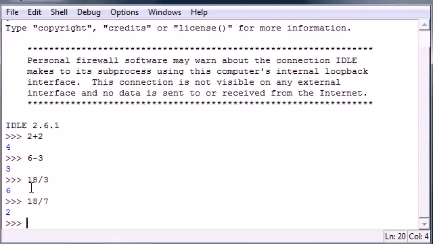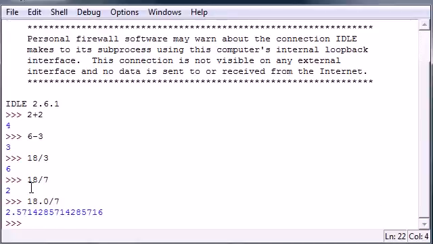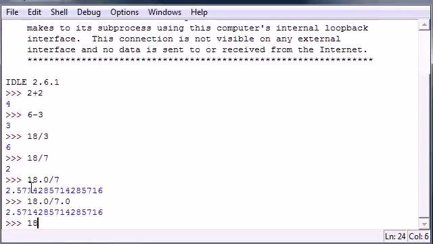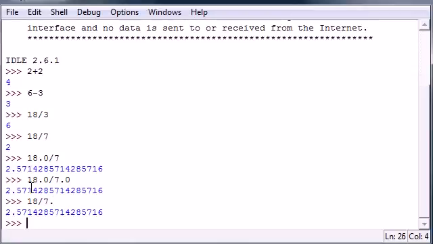A decimal point number in computer language is called a float. And how you get an answer in decimal points is you have to include a decimal point somewhere in your division. So 18.0 divided by 7, that will give you your answer. You can also do 18.0 divided by 7.0, and that will give you your answer. Or even 18 divided by 7. and just put a point, and that tells Python that you want a decimal point as your answer, and that'll give you your float answer too.